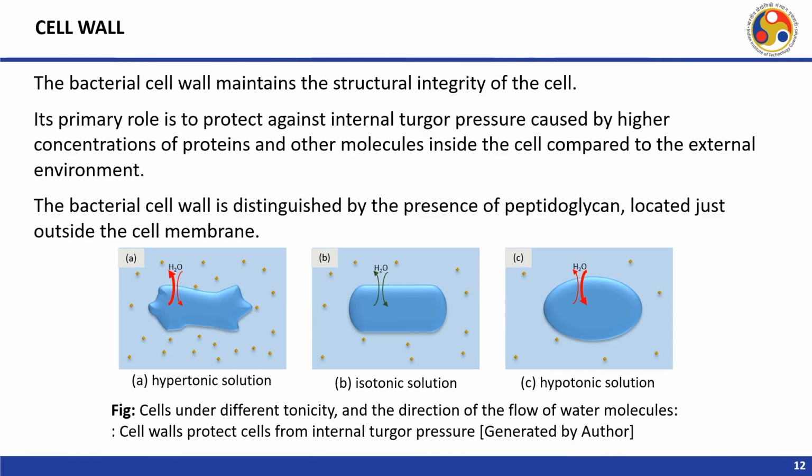Here you can see three conditions of bacteria, one in hypertonic solution, another in isotonic, and the last one in hypotonic. And here you can see the flow of water as shown by the dark red arrows, and in the isotonic solution the inflow and outflow of water is balanced.